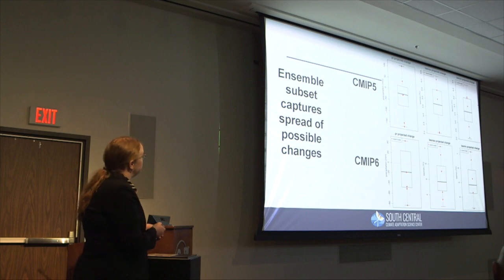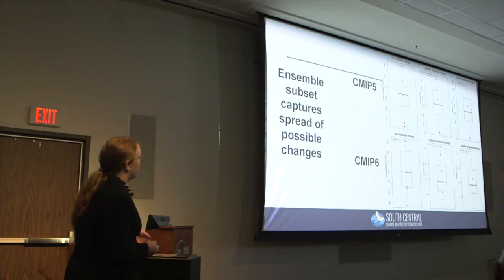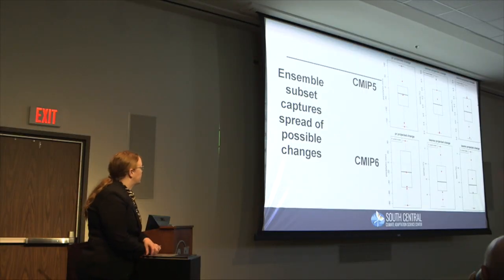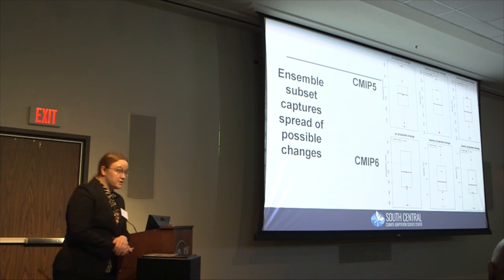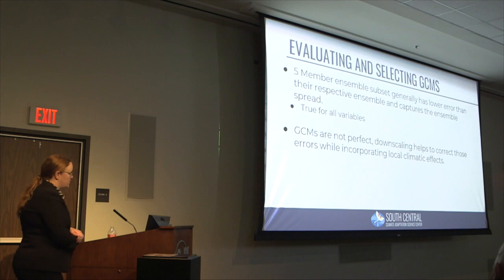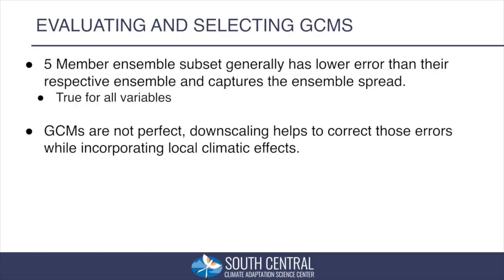So we're seeing nicely that it actually does span the range for the most part. Obviously in this case it did not, but for the most part it captures the range of spread in the entire collection of GCMs that we had to work with. So great for us in that, yes, our 5-member subset did in general have lower or comparable error to the entire full ensemble, be it CMIP5 or CMIP6, and it ended up being true for all of our variables to work with. Of course, the global models are not perfect.